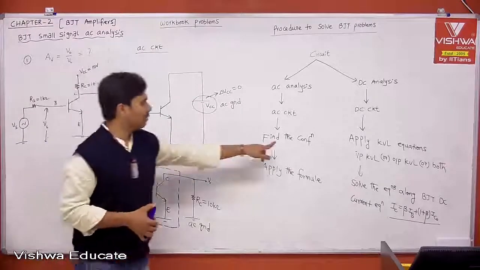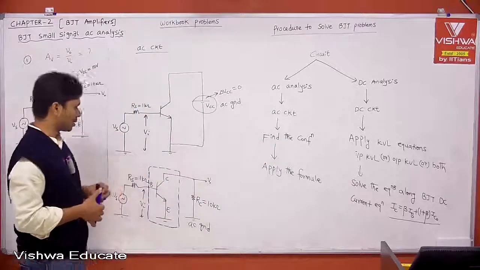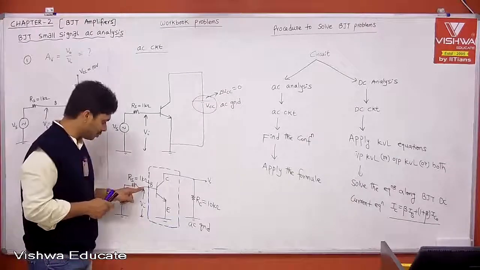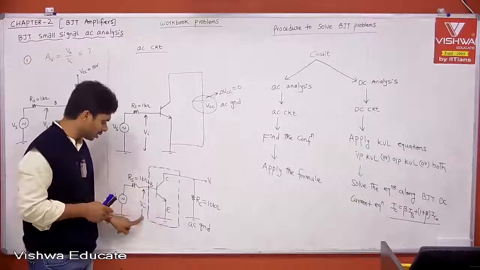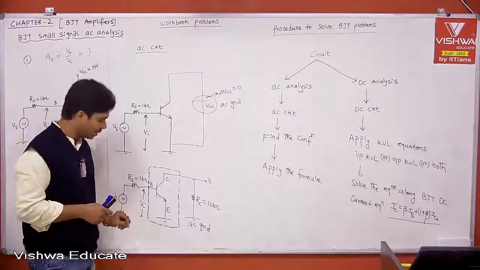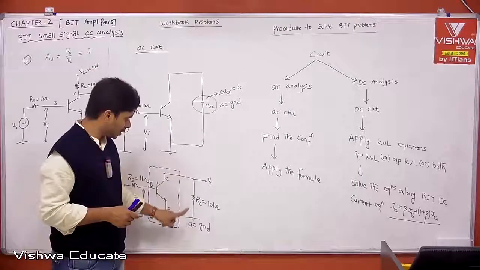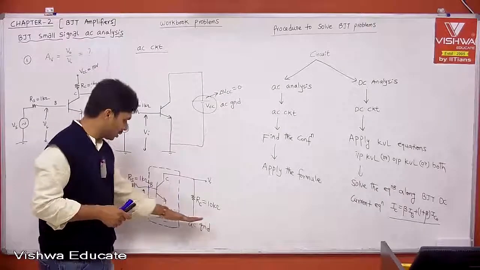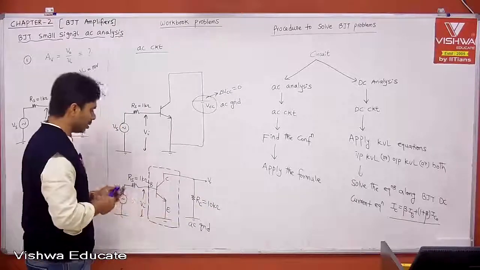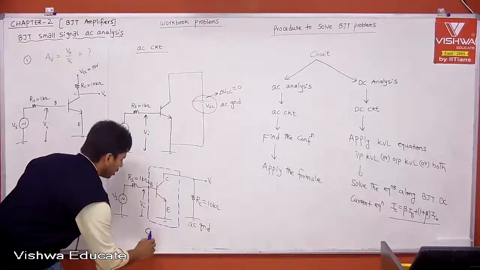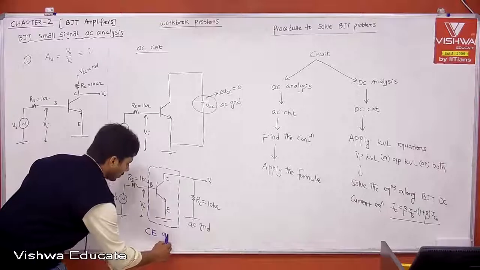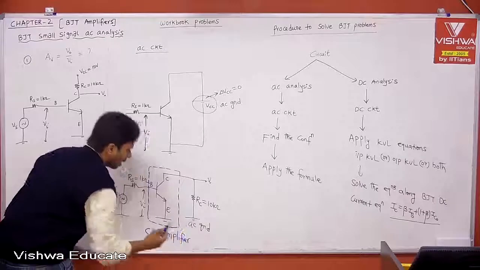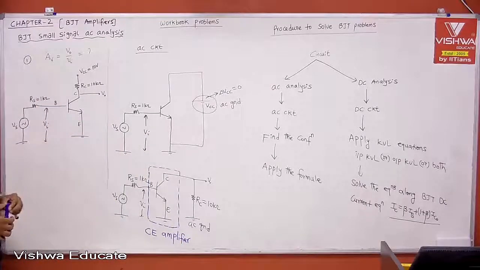The next step is to find the configuration. Where are we applying the input voltage? We are applying the input voltage at the base with respect to ground. Emitter is at ground. Taking output at collector with respect to ground. Emitter is at ground. Therefore, for both input and output, emitter is common, therefore this is a common emitter amplifier, or CE amplifier, right?